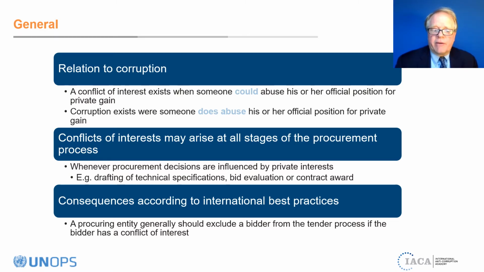That can occur in the drafting of technical specifications or during the bid evaluation process of contract award, indeed even during contract administration. The consequences of a conflict of interest are, according to international best practices, that a procuring entity generally should exclude a bidder from the tender process if the bidder has a conflict of interest. So, for example, if a bidder has an organizational conflict of interest, international best practice is to exclude that bidder, absent a special waiver, for example, from the procuring entity.